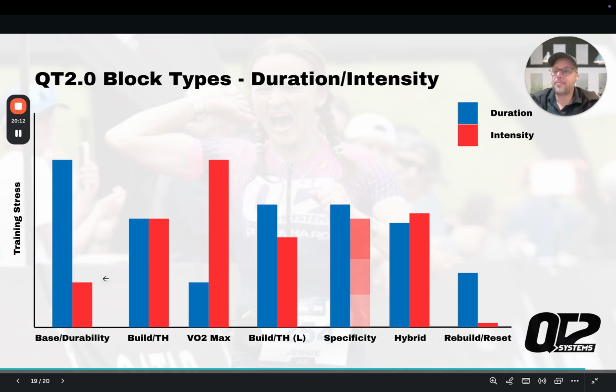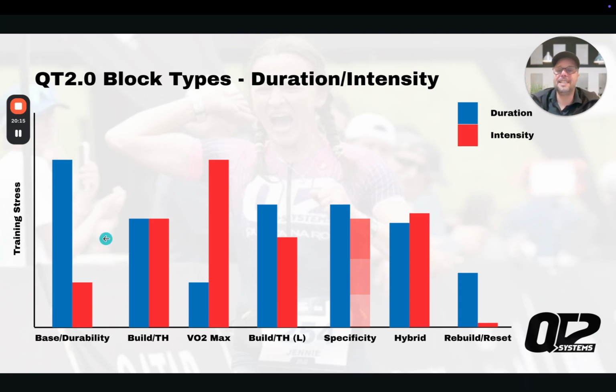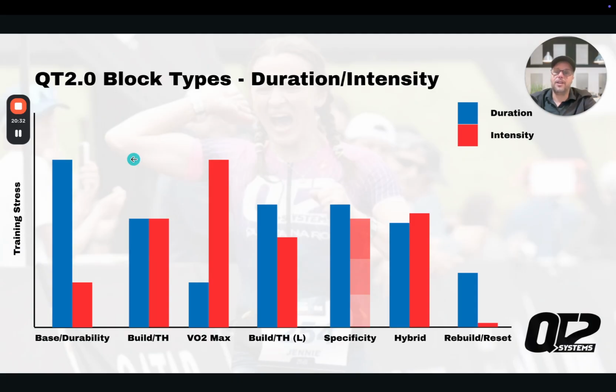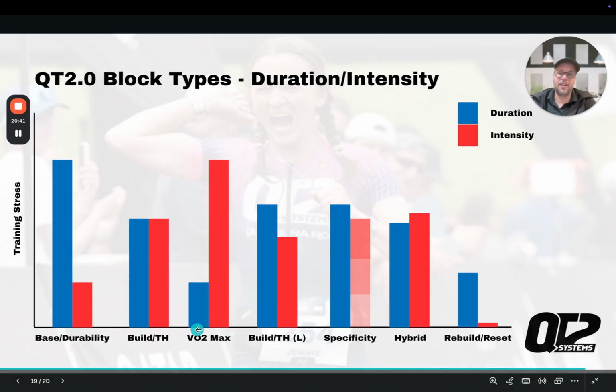As intensity increases, we need to keep an eye on fatigue accumulation, typically by limiting duration in order to protect workout quality. So as you can see, during a build threshold block, as intensity increases from where base durability was, duration is going to come down. During a VO2 max block, intensity is very high. So that is the primary source of our training stress. Therefore, our duration will tend to be low.